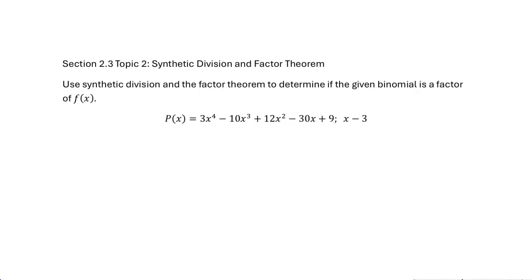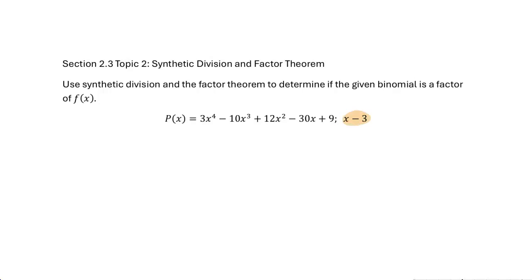So what we're going to do is divide, and if the remainder comes out to be 0, then we're going to say yes, it is a factor. If the remainder comes out to be any number other than 0, we're going to say no, it is not a factor. So look at the binomial that we're dividing by.